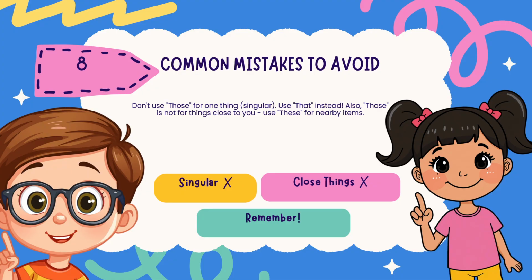Let's avoid common mistakes. Don't use those for one thing. Don't use it for things close to you. Wrong, those apple is red. Right, that apple is red. Wrong, those shoes here. Right, these shoes.